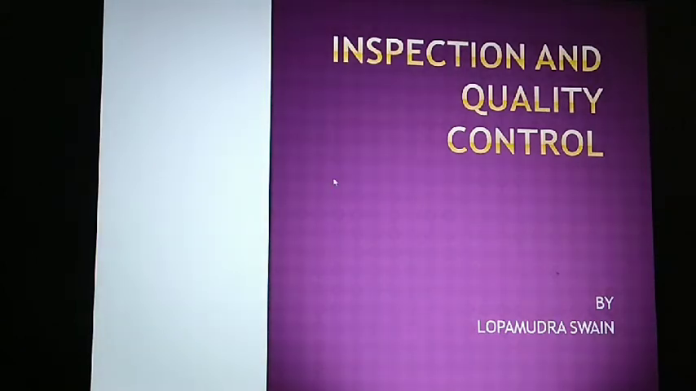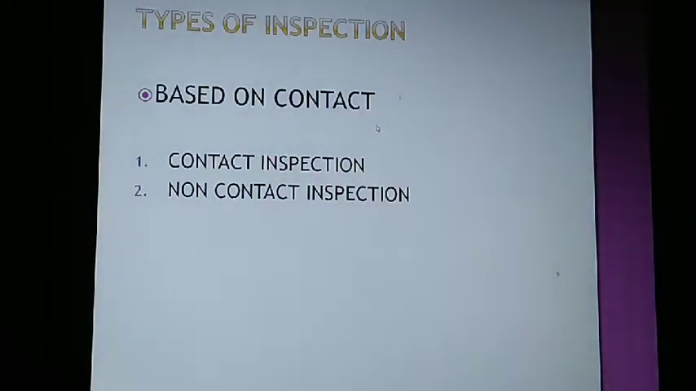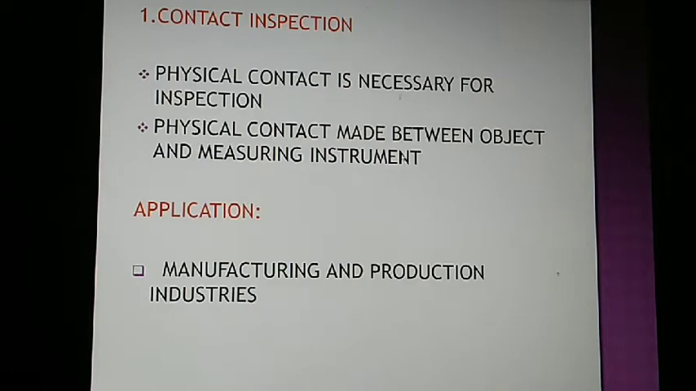Hello dear students, previously we have discussed the different fundamental aspects of inspection and quality control, and we have covered till now the types of inspection based on the usefulness of the part. Now let us discuss the types of inspection based on the contact, and based on the contact it is divided into two types: contact inspection and non-contact inspection.